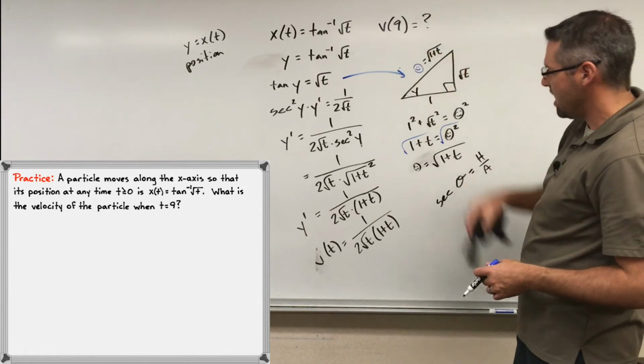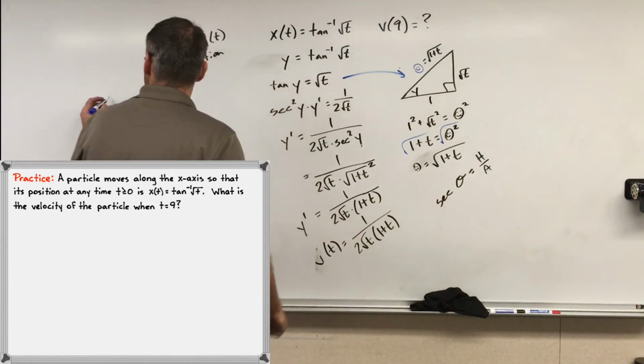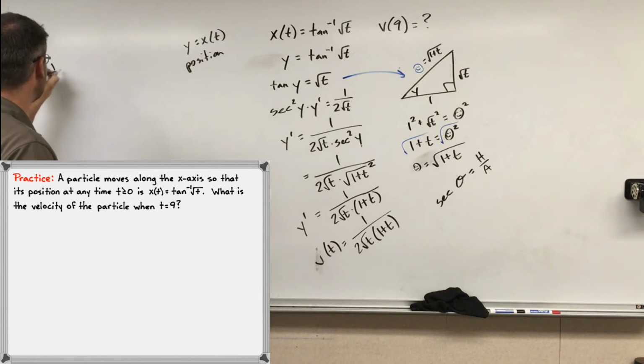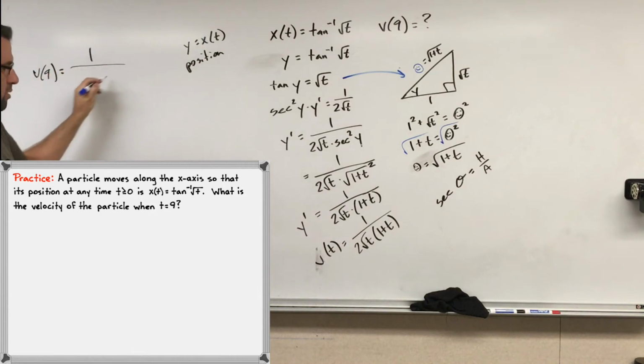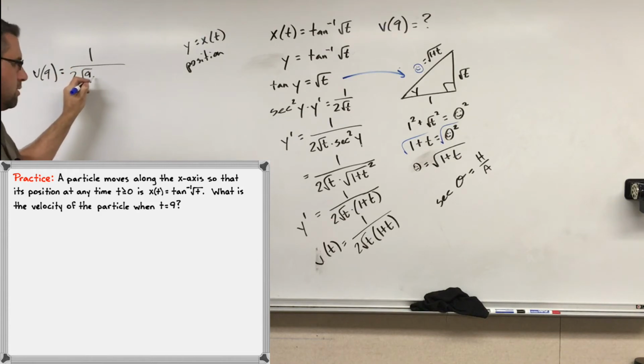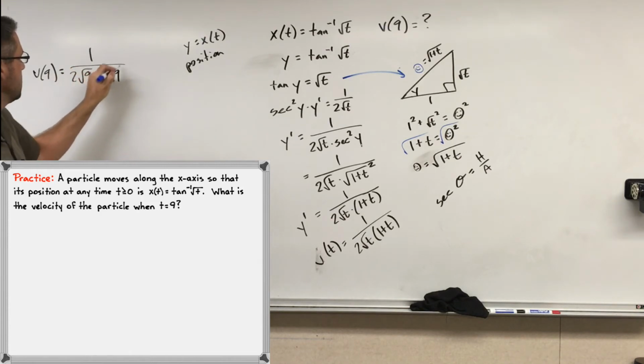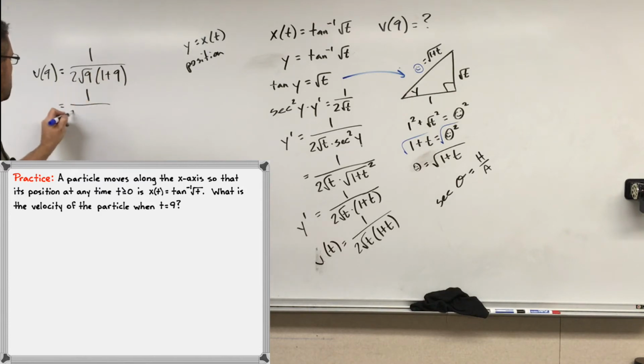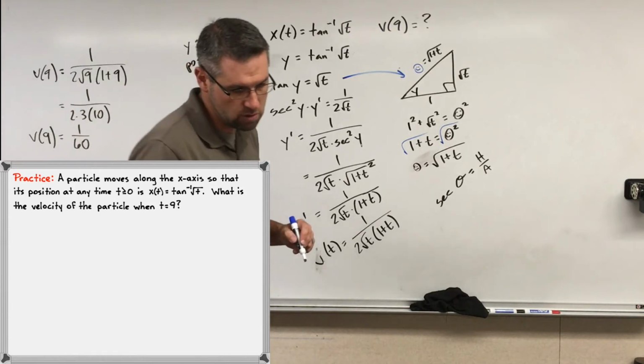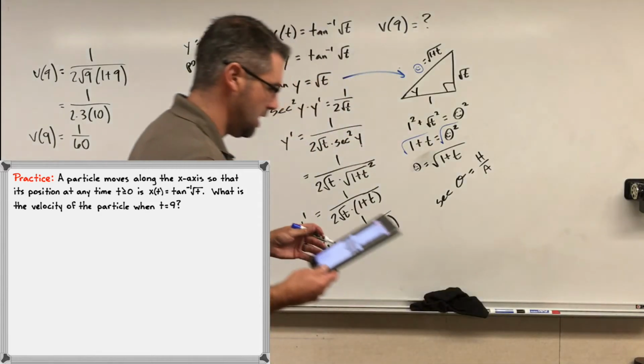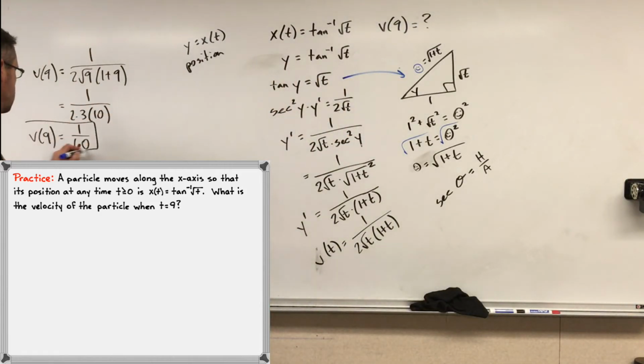Now I want v of 9. I'm just going to come over here and do that. V of 9 is going to be 1 over 2 radical 9 times 1 plus 9. And then simplifying that, we get 1 over 2 times radical 9, which is 3, times 10. That's going to be 1 over 60. So v of 9 is 1 over 60. I don't know if it gave us any units to work off of here. It did not. So we would just say that's my velocity when t equals 9, which means I'm heading in the right direction. I'm moving in the positive direction there.